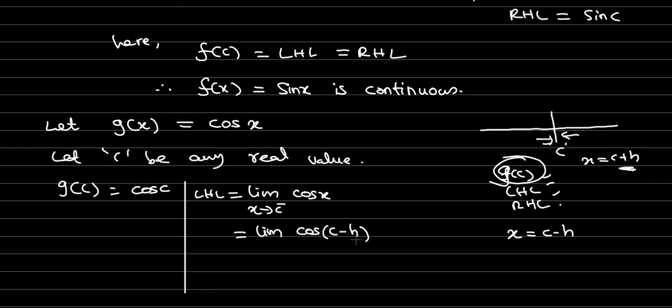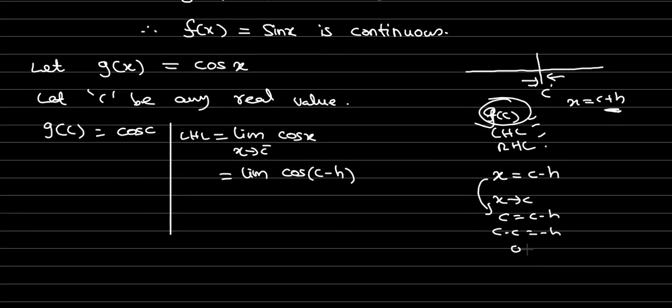If you replace x with c minus h, and x is approaching c, what is the meaning of this? X takes the value c, so replace x with c, then c minus c equals minus h, then c minus c, which is 0, equals minus h, then we can say h equals 0, h approaches 0. If x approaches c, then h approaches 0. So replace here h approaches 0.